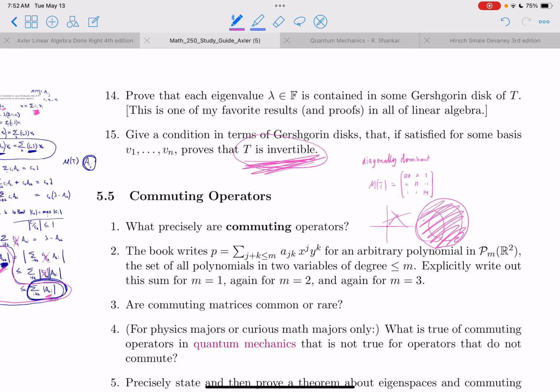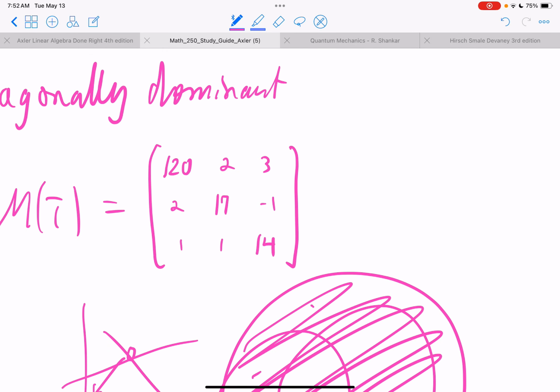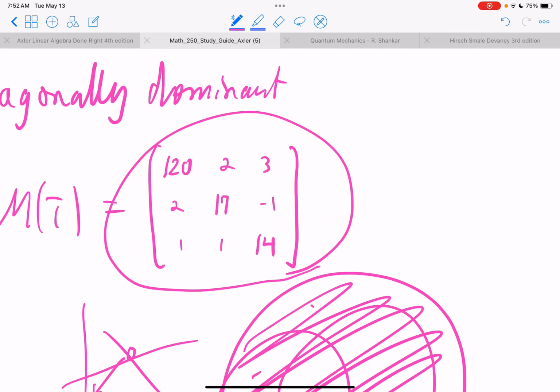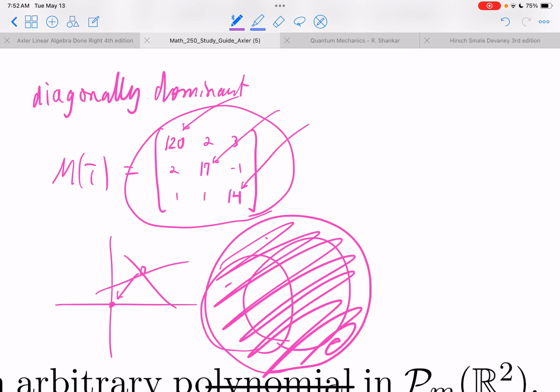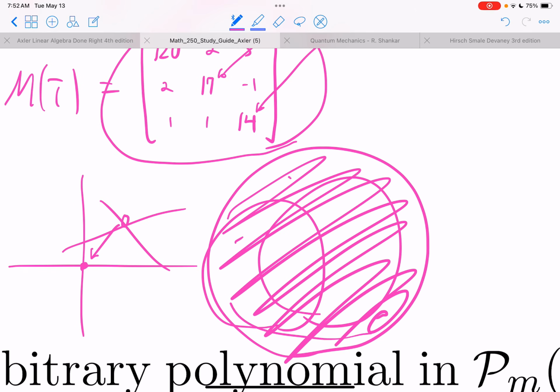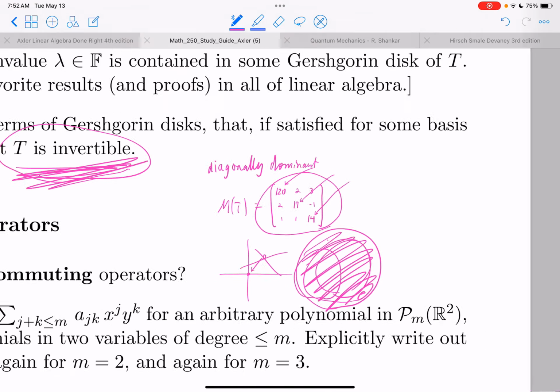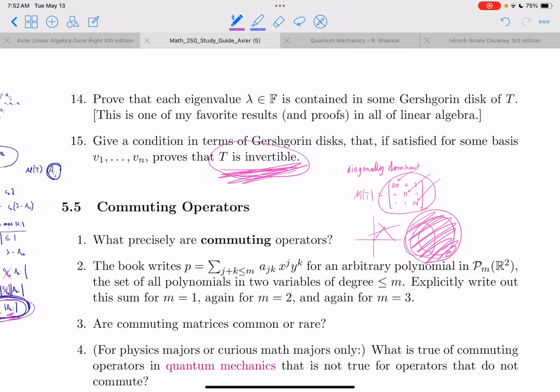That means that the matrix is invertible. So if you want to show something's invertible, and you just choose a basis and you happen to notice that the diagonal entries are bigger than the off-diagonal entries, you might be able to prove that it's invertible using this sort of a trick, which I think is kind of fun. Okay, that's all for now.